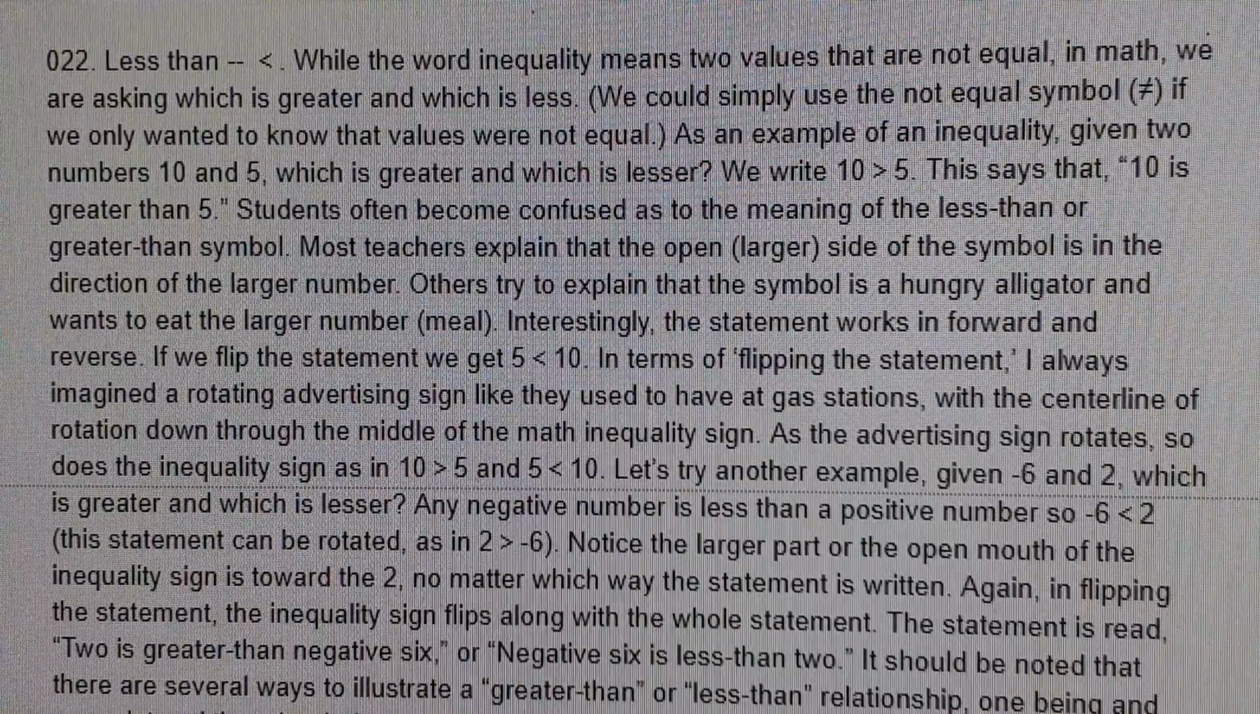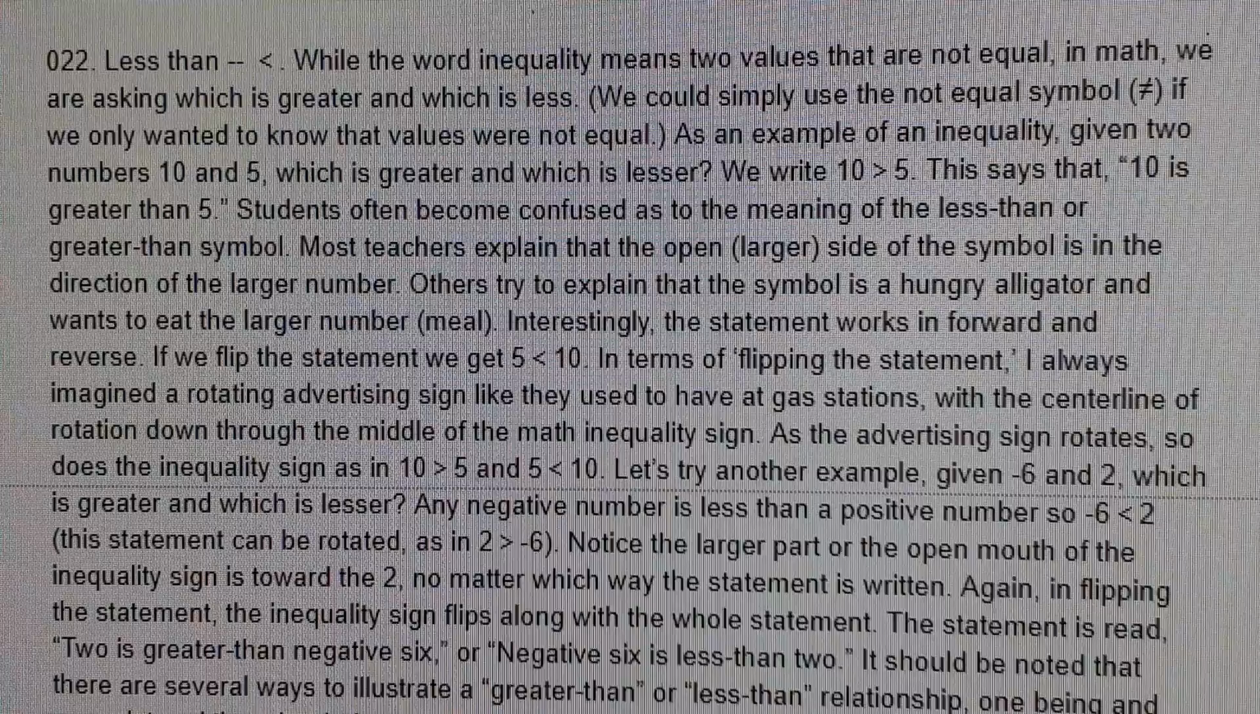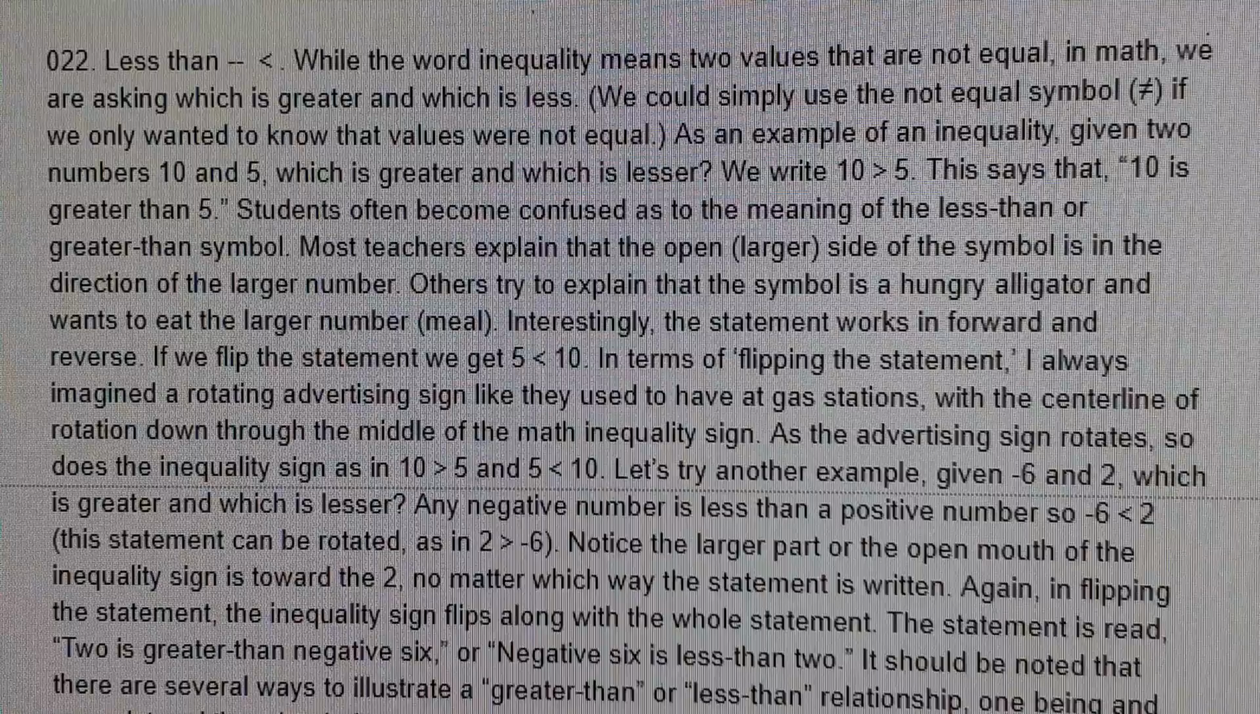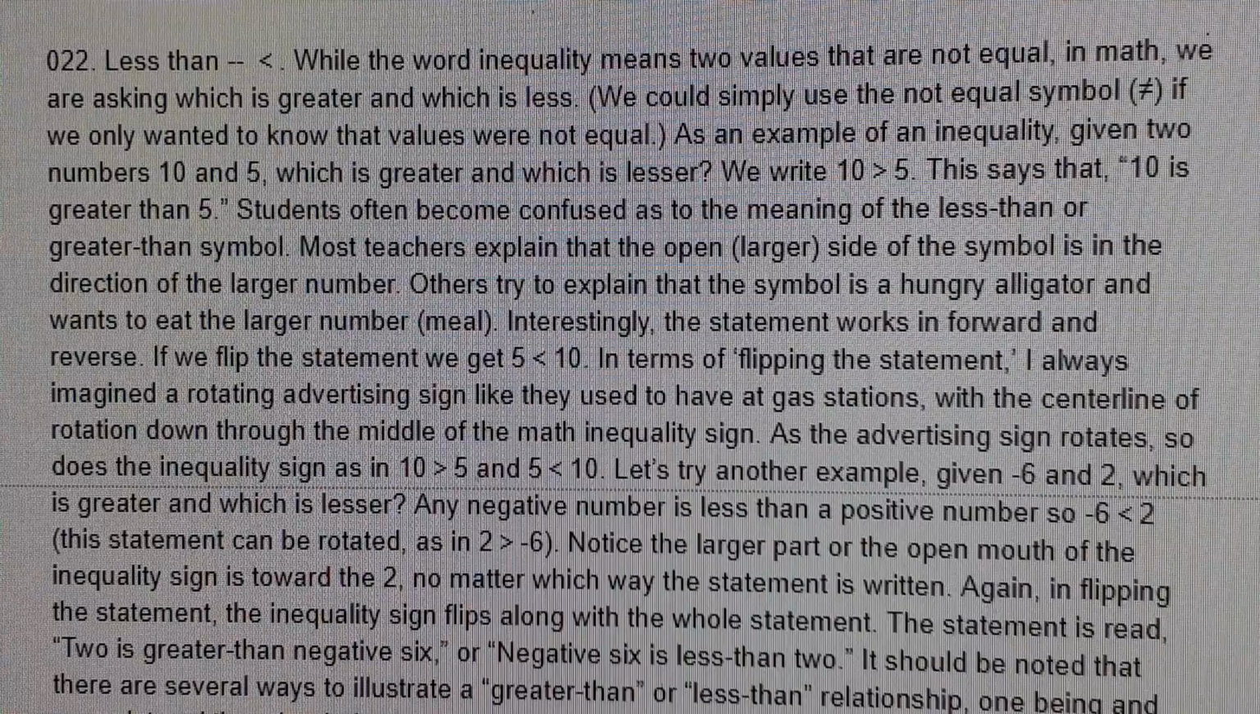As an example of an inequality, given two numbers 10 and 5, which is greater and which is lesser? We write 10 on the left, and then the greater than part of the symbol toward the 10 and the point toward the 5. This says that 10 is greater than 5.